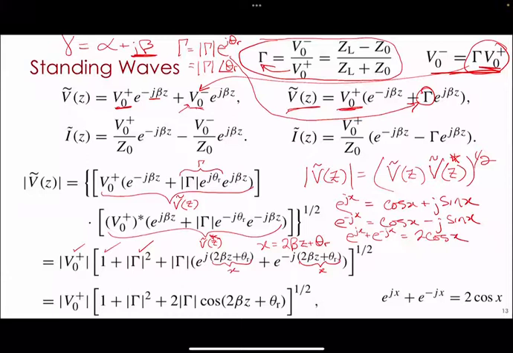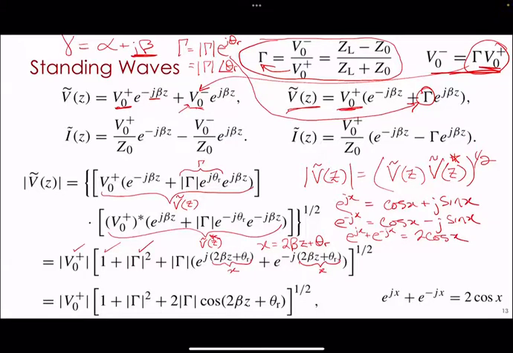And now we're out of phasors. We're out of complex exponentials. We just have kind of a regular expression here. Let's just do one more thing before we look at it some more. Do you remember where we defined z to be equal to 0? At the load. Because it made our life easier, because we're often worried about what's happening at the load. So we just define z equals 0 to be at the load.